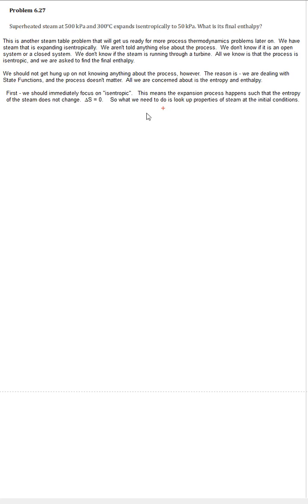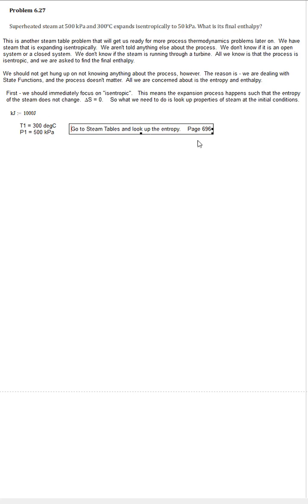And so what we need to do now is assemble our property data. I'm just going to write this down. Our T1 and P1 are 300 degrees C and 500 kilopascals, and we're already told this is superheated steam. So we're going to go to the superheated steam tables, and we need to look up what the entropy is to start with.